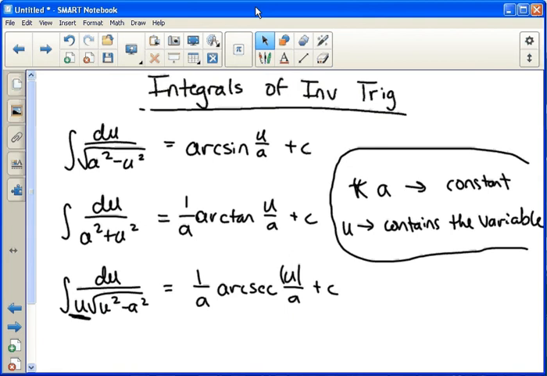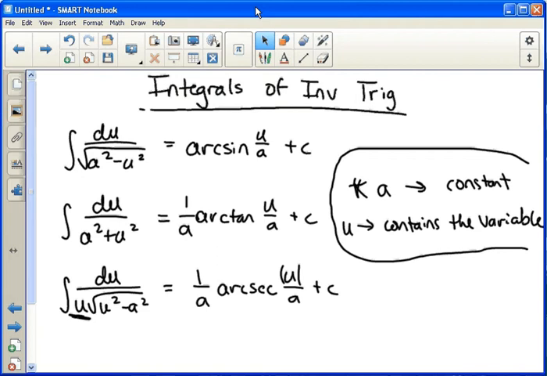We already covered derivatives of inverse trig in the previous video, so now we're going to turn to the integrals of inverse trig functions. If you notice, these are the three rules, and there's only three of them. Now remember, there's six inverse trig functions: arcsine, arccosine, arctangent, arccosecant, arcsecant, and arccotangent. But there's only three rules here.